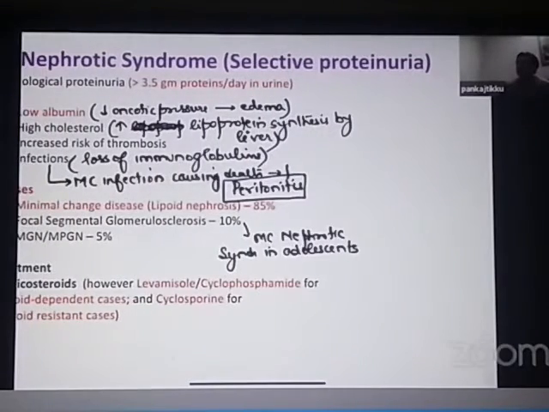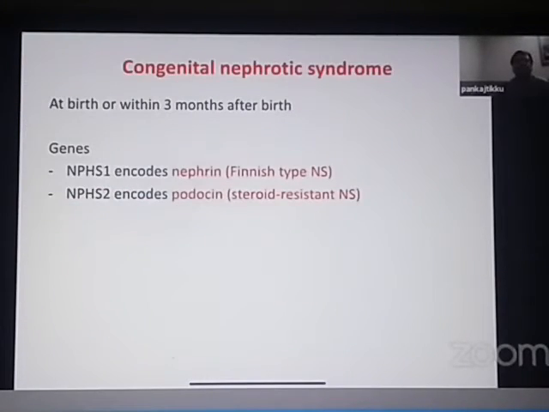Just a word about congenital nephrotic syndrome. Congenital nephrotic syndrome is very similar to nephrotic syndrome. The only thing is that it develops at birth or within 3 months after birth. Most cases of congenital nephrotic syndrome are because of mutation in certain genes. There are 2 important types that you should remember.